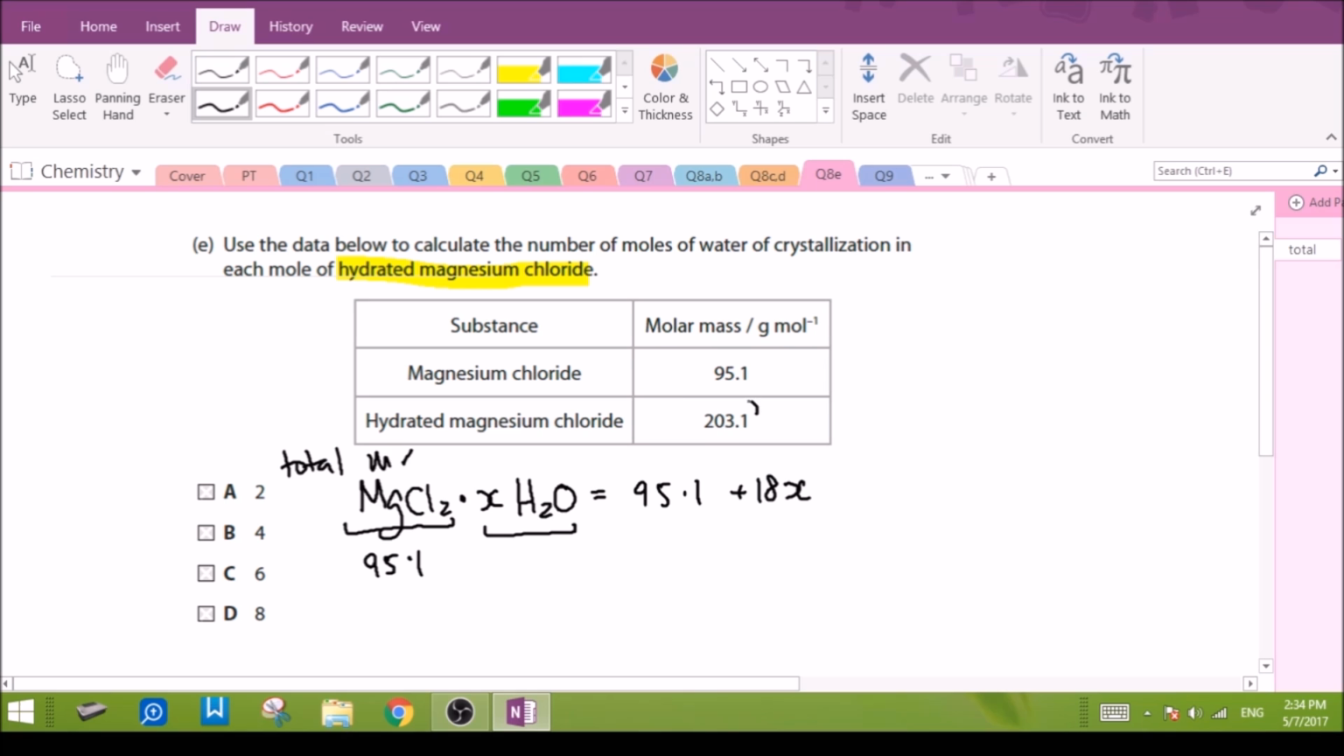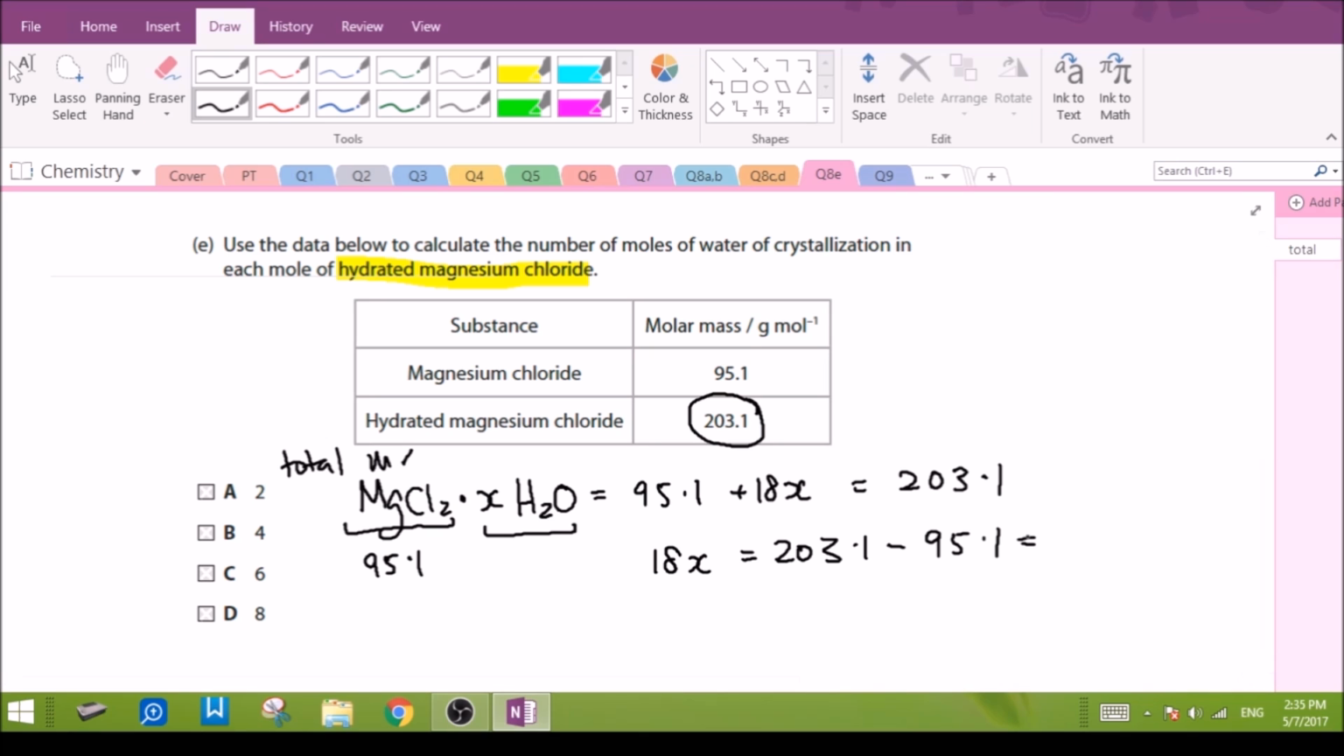And we are given the information that the hydrated Mr will be 203.1. So we have an equation with an unknown X here. Arranging the equation, 203.1 subtract 95.1, 18X will be equals to 108, and then X is 108 divided by 18. There are 6 water molecules attached per unit of MgCl2.